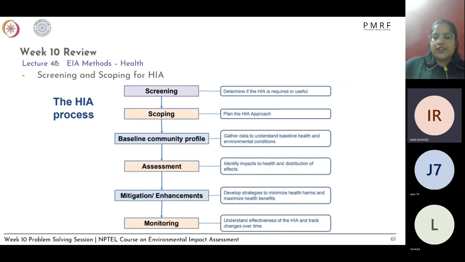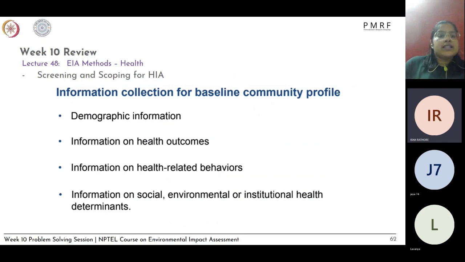Then we already looked at the HIA process previously. So after the assessment, you have to do mitigation and enhancement, wherein you develop strategies to minimize the health harms and maximize health benefits. And then the last step is obviously monitoring, where you see how effective your HIA is, and then you track changes over time. And so in the screening and scoping for HIA, you need to collect information relating to the demographics of the community, information on health outcomes and health-related behaviors of the community, and information on social, environmental, or institutional health determinants.